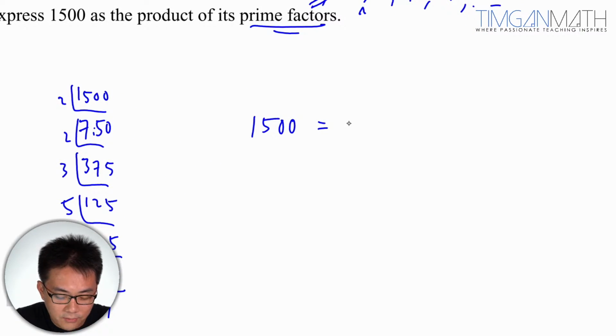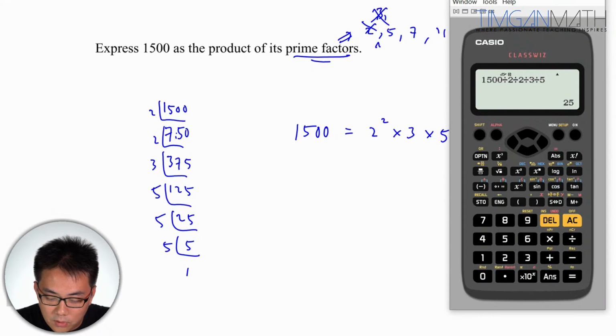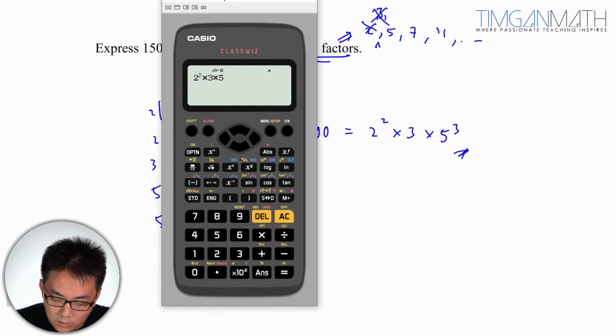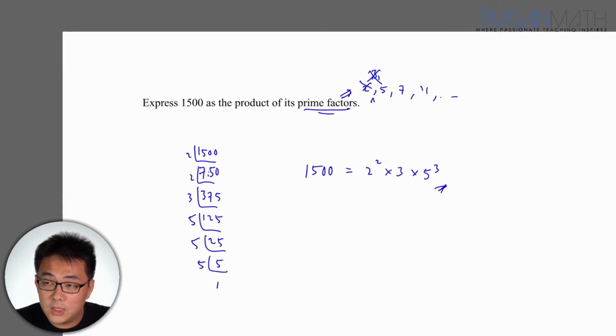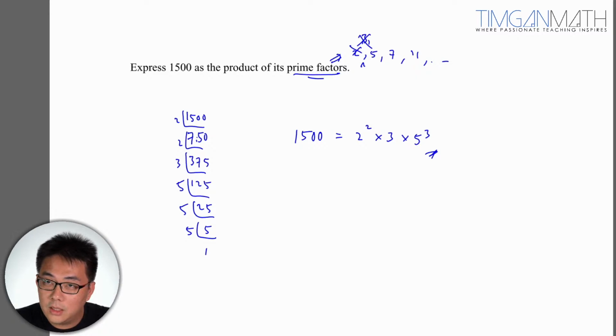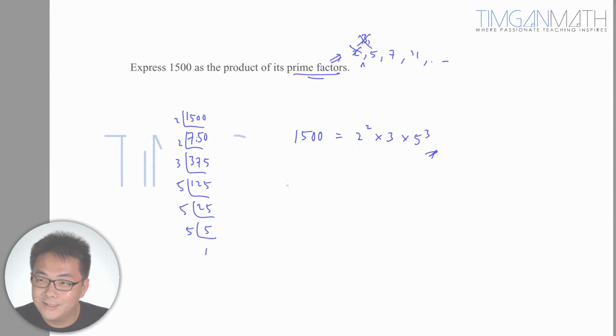So 1500 will be 2 squared times 3 times 5 cubed. Don't forget to also use your calculator to check: 2 squared times 3 times 5 to the power of 3 will be 1500. So this is how we do this question proficiently. I think it's a pretty okay question.